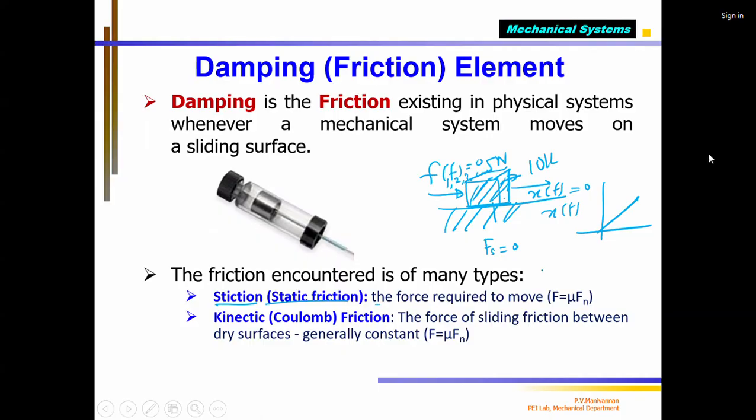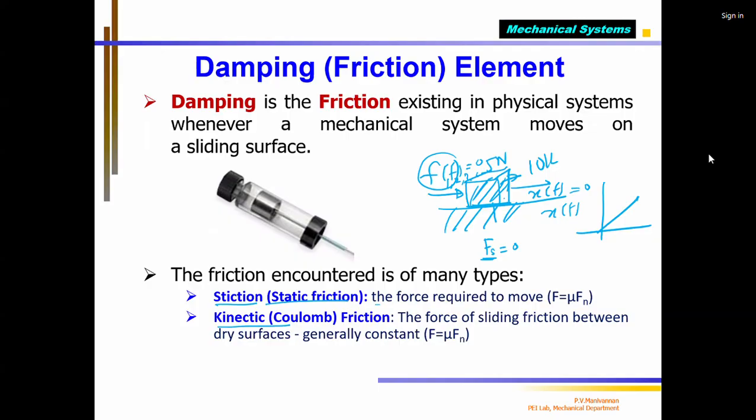But as long as it's not moving, there's a force. Once I give sufficient input force, the input force is more than the opposing force, the static friction, then x of t starts increasing. So motion starts. Once motion starts, the static friction becomes zero. The next one is called kinetic friction or Coulomb friction. The force exists only when relative motion is there between two objects. Only when the block starts moving does this kinetic friction come into the system. When the block is not moving, the kinetic friction is zero. Okay, static friction alone is there.